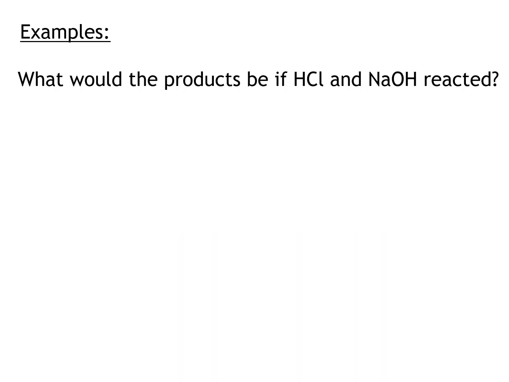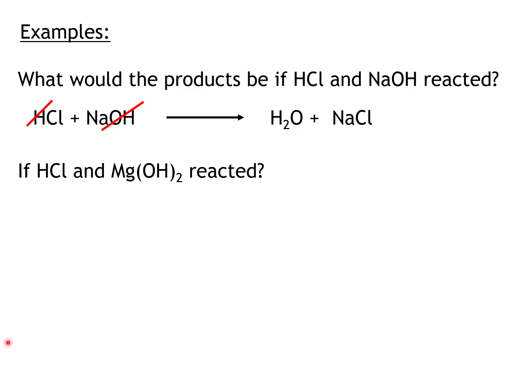So, some examples. What would be the products if we reacted hydrochloric acid and sodium hydroxide? So there's our reactants. Now remember, the hydrogen ion from the acid reacts with the hydroxide to form water. And then we look at what's left over. Remember, metals have to go first. So we can see that what's left over is sodium chloride.